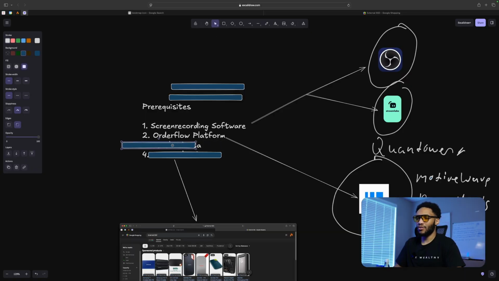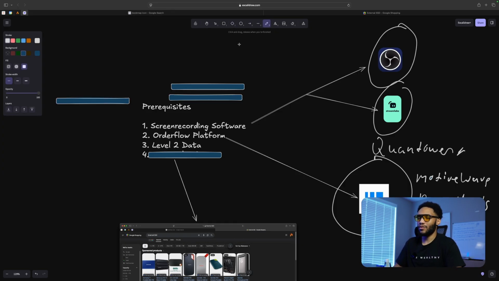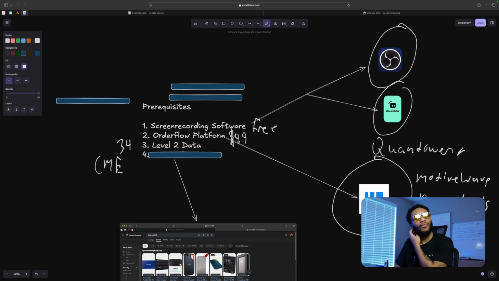The next thing that you're going to need is some sort of level 2 data, right? So we can look into the cost of everything so far. This right here is pretty much free. This one will cost you probably about 49 bucks a month. Most of them will cost you around $50 for an order flow platform if it's not baked into your trading platform already. Level 2 data is going to cost you about $34 if you're going the CME route. So all in right now, we're at a total of about $83.